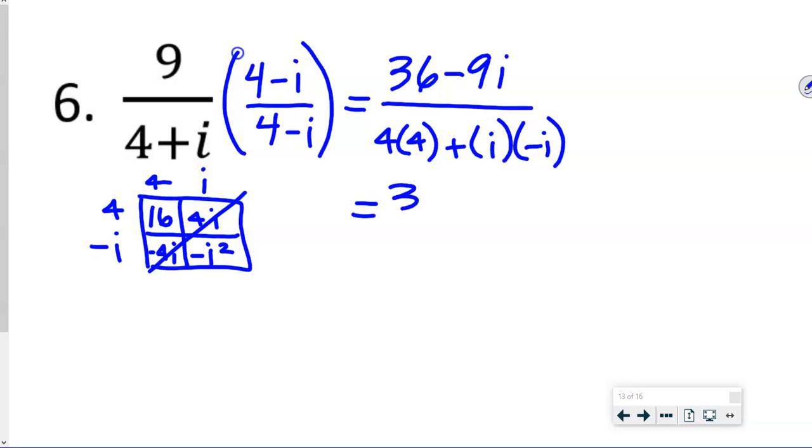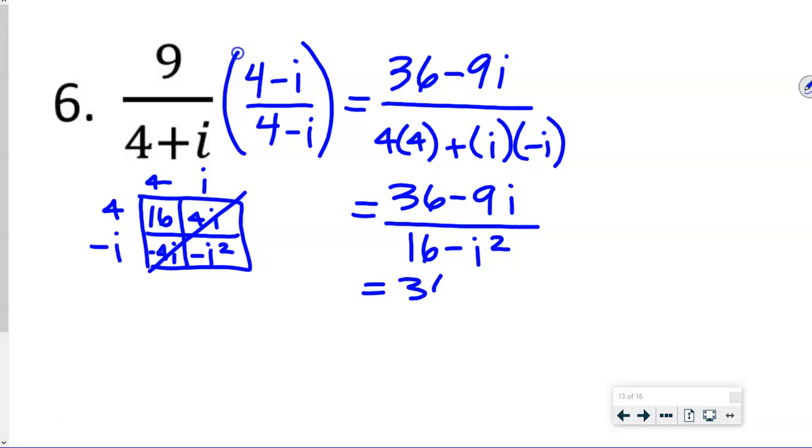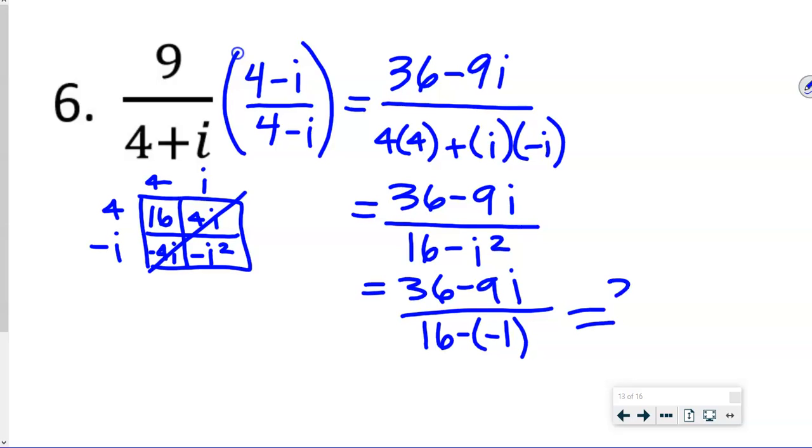So that gives us 36 minus 9i. This is going to be 16 minus i squared, right? So that's going to be 36 minus 9i. And what is i squared? That's negative 1, right? So this is going to be 16 minus a minus 1. So isn't that really going to be 17, y'all? So my final answer is going to be 36 minus 9i over 17. Okay?